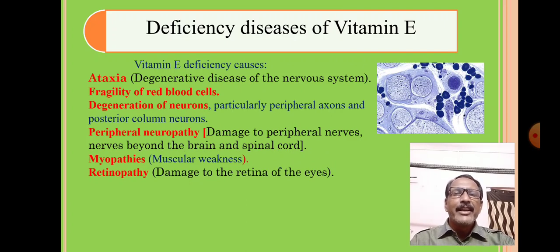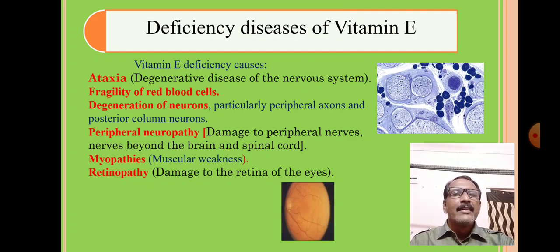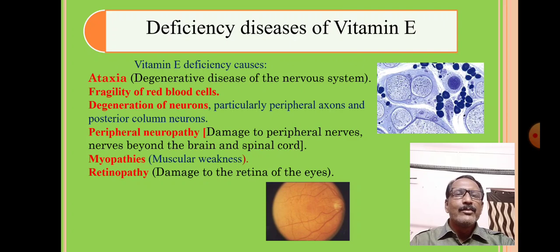In the series, retinopathy, damage to the retina of the eyes. This is one more deficiency disease of E. Retinopathy, damage to the retina of the eyes. Myopathies, muscular weakness. Peripheral neuropathy, damage to peripheral nerves. And there is degeneration of neurons, particularly peripheral axons and posterior column neurons. Here you can see how the retina of the eye is damaged due to the deficiency of vitamin E.